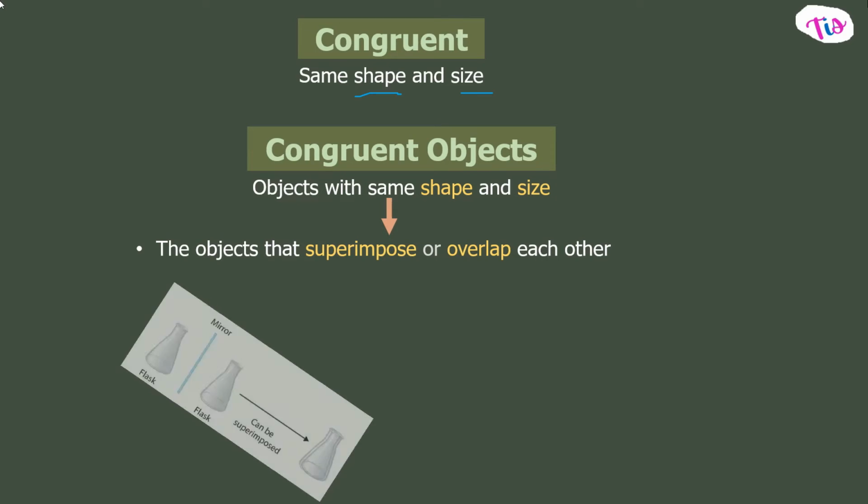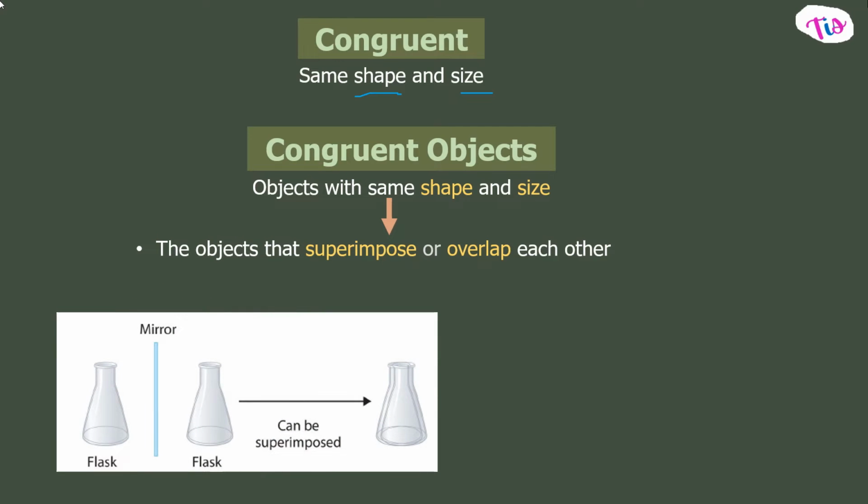What do I mean by that? Like this. Here in this case you see two flasks. They are identical flasks in shape. You see these are two identical flasks and they have the same shape and size. So once you put one on top of the other, they will hide each other. They will completely superimpose, overlap each other, right?